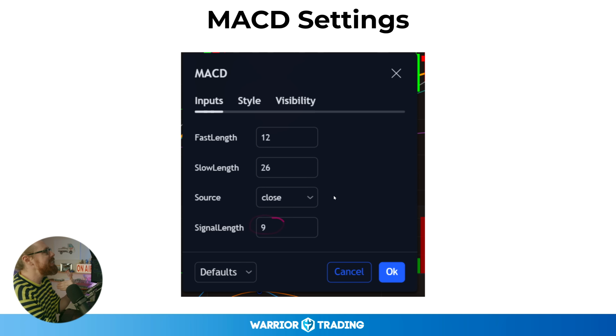To me, it's really important to use the standard settings because if you try to create custom settings, what can end up happening is you get false signals that other people won't see.